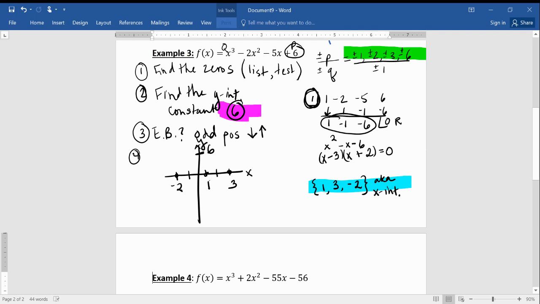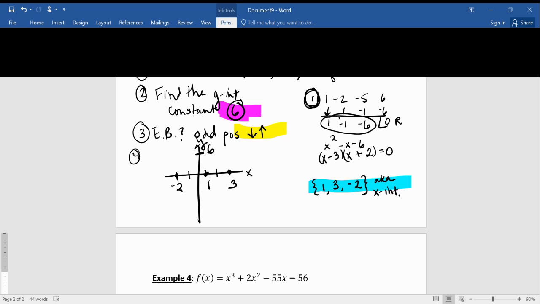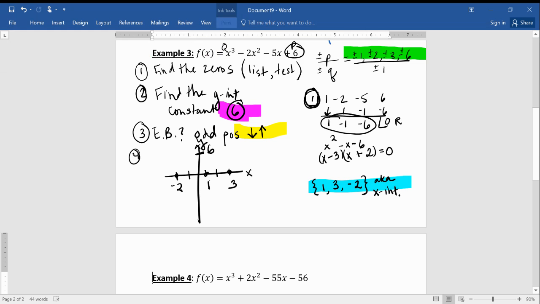Then what we're going to do is figure out the end behavior. If it's odd, positive, you're going to take those arrows literally. The furthest left point is what the arrow looks like on the left-hand side, so down. The furthest right point, and it doesn't matter what's going on there, it's the point that's furthest to the right, that gets the up arrow.